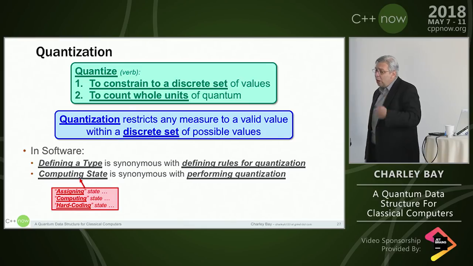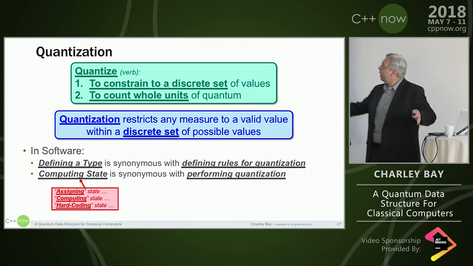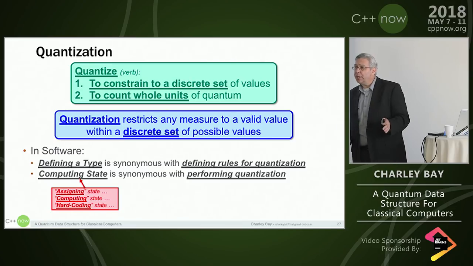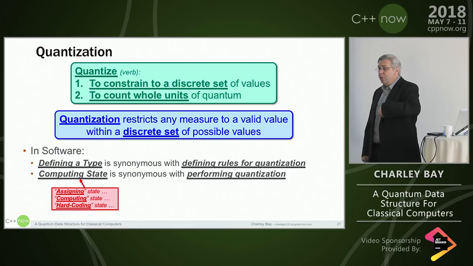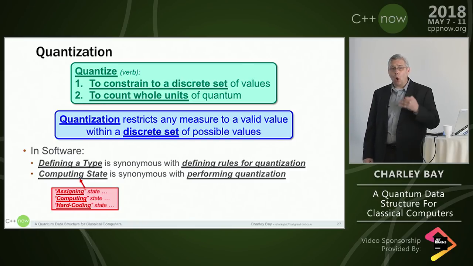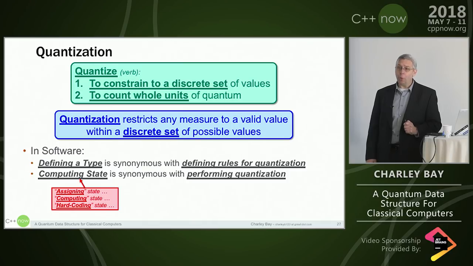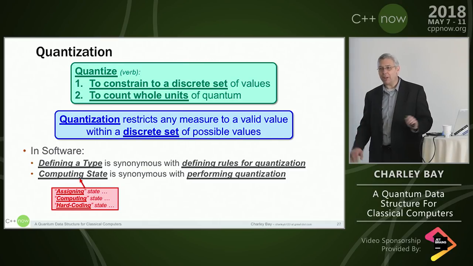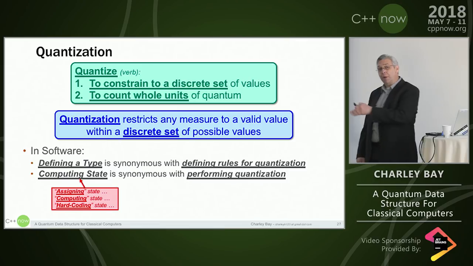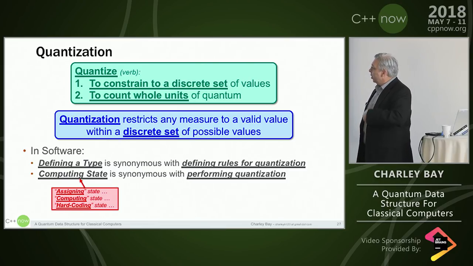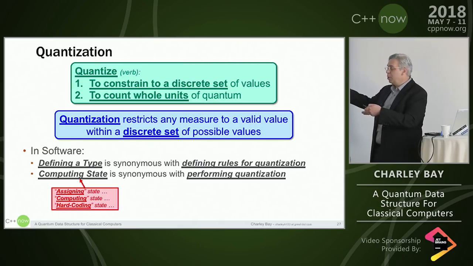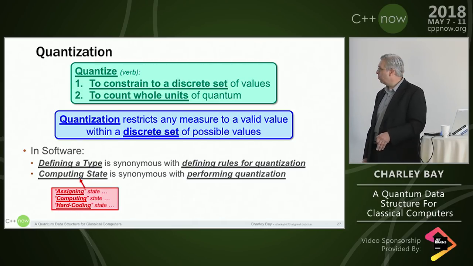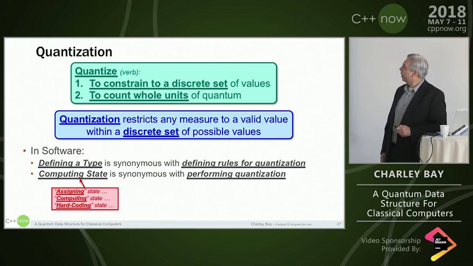So quantization is the measure. We are constraining to a discrete set. And usually it's counting whole units, but we're constraining to a discrete set. The act of quantization is a restriction. You are always restricting to a discrete set, always. There's no caveats in that, always. And that's true in quantum physics too, which is weird. So defining a type is defining the rules, and then using the type or computing state is performing quantization. And whether you call it assigning or computing or measuring or whatever, you're performing quantization there.